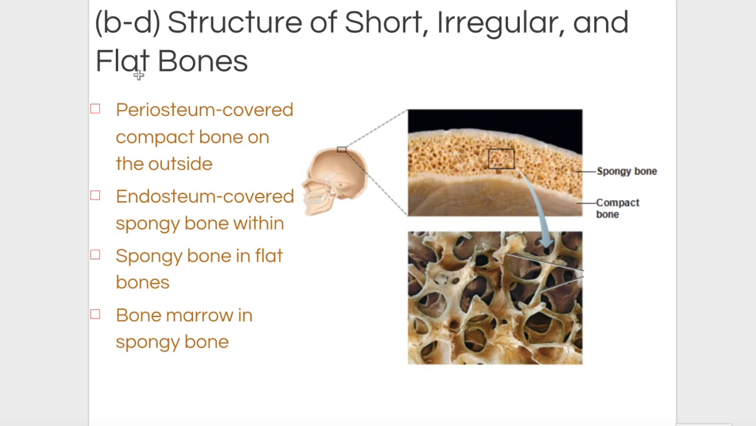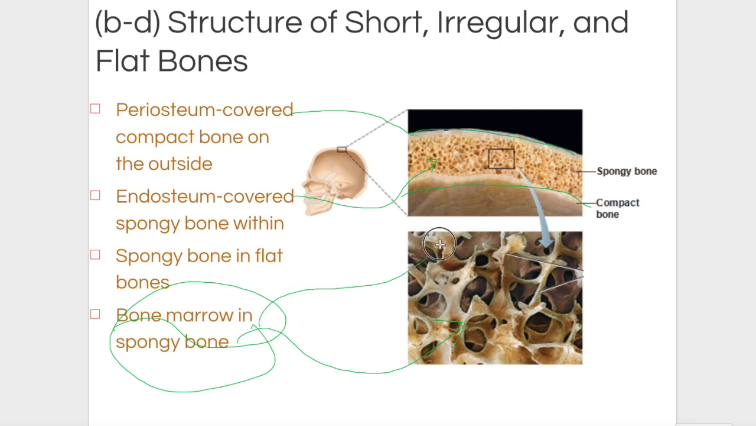The next classification of bone based on its structure comprises all of our short, irregular, and flat bones. They are all exactly the same in terms of their organization. There are no divisions. They are much simpler than a long bone. To begin with, they have that periosteum, which will line the outermost surfaces of the bone, and the endosteum, which will line all of the spongy bone within. And then our bone marrow will fill in within the spongy cavities.